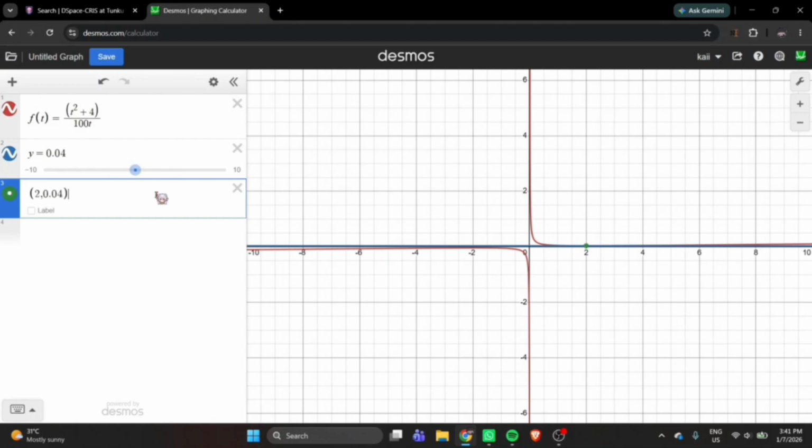As you can see on our Desmos graph on the screen, we verified this behavior perfectly. By plotting the function alongside a horizontal tangent line at y equals 0.04, we visually confirm that this point is the absolute lowest point of traffic density. To the left, the curve slopes down, while to the right, the curve slopes up.